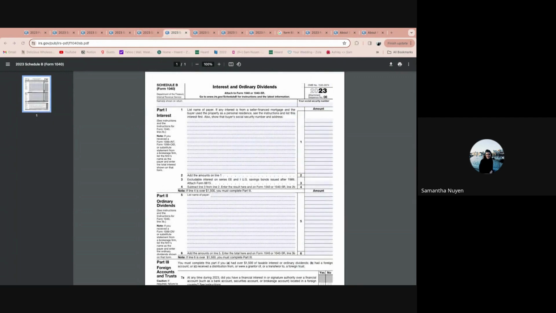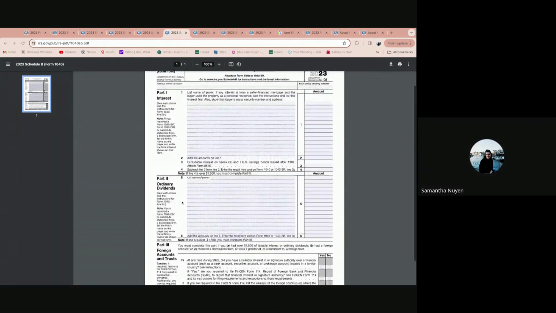Now we would have Schedule B. This would go over interest and ordinary dividends. Ordinary dividends are the total of the dividends reported on the 1099-DIV form. Qualified dividends are the portion of the total ordinary dividends. These are reported in box 1a on Form 1099-DIV. So right here, Part 1 would be interest, and Part 2 would be ordinary dividends.